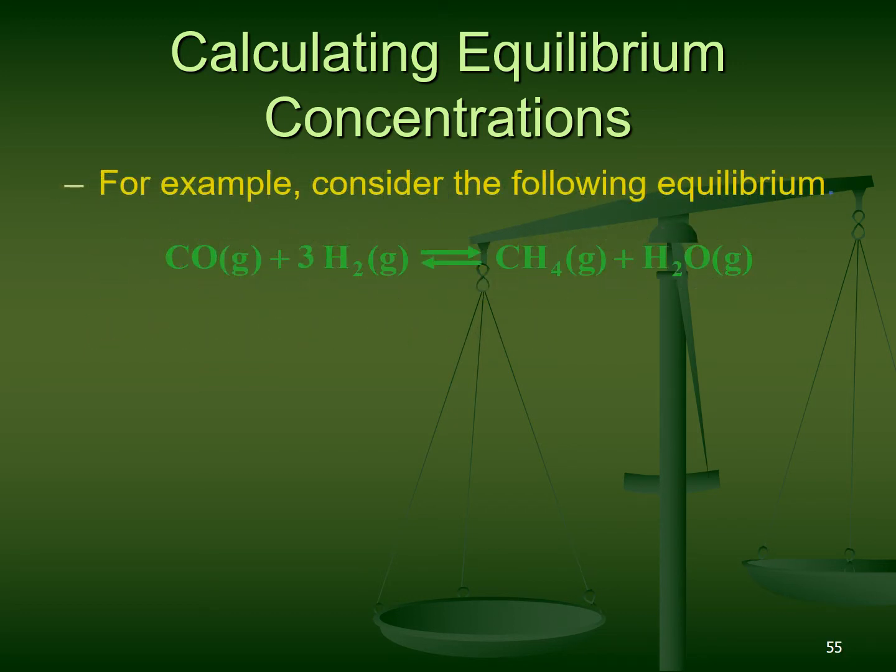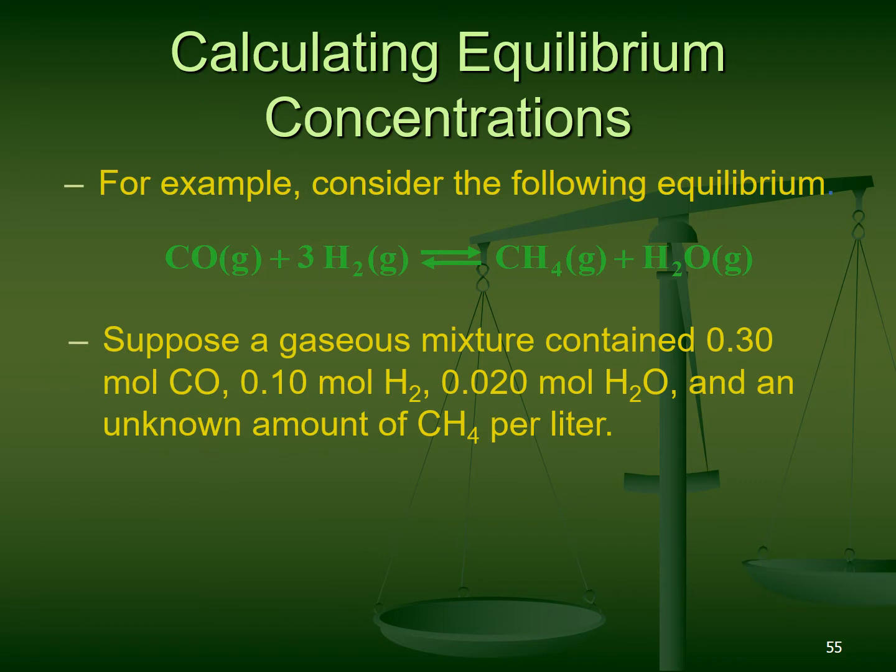All right, so let's go back. This is an equation that we saw before: CO plus 3H2 gives us CH4 plus H2O. Suppose we have a mixture that contains 0.3 moles of CO, 0.1 mole of H2, 0.02 moles of H2O, and we don't know how much CH4 there is, but we know that it's at equilibrium. So how can we figure out how much CH4 there is?